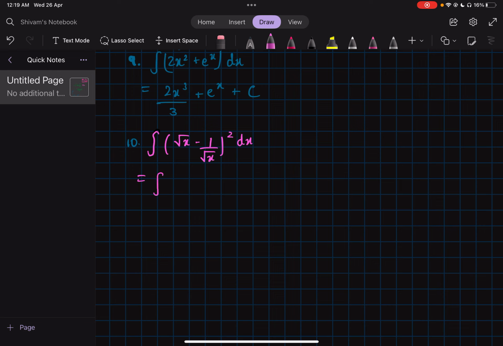Now start integrating it. This squared will be just x plus 1 over x minus 2 root x times 1 over root x, dx. As well, this just cancels. So what you get is x plus, this can be written as x to the negative first power, minus 2, dx. Then we can just integrate separately since it's all plus and minus now.